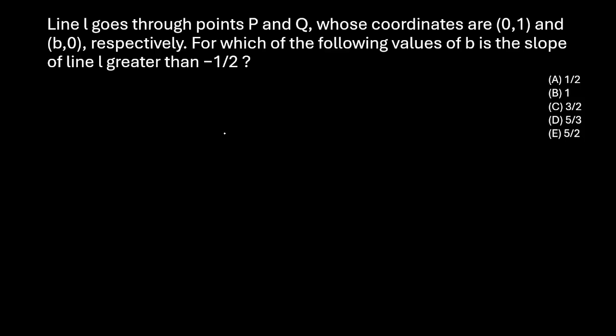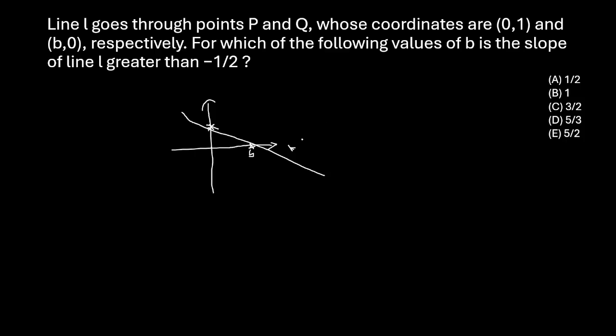So sometimes it's better to draw a diagram. Our first point would be (0, 1), so right about here. And the other one would be (b, 0). So we know the y value would be 0, so it would be here on the x-axis, for some x equals b, here, let's say. So the line would be something like this.